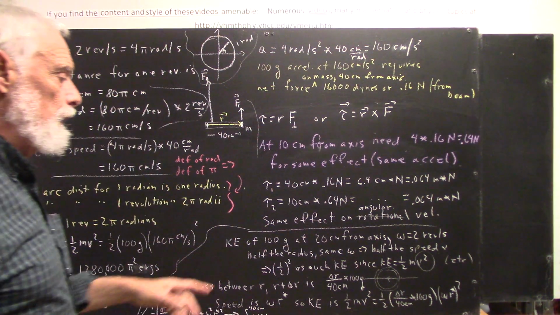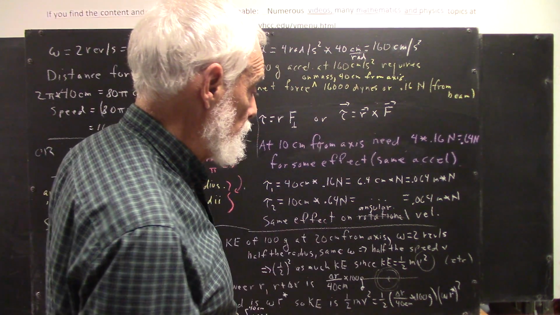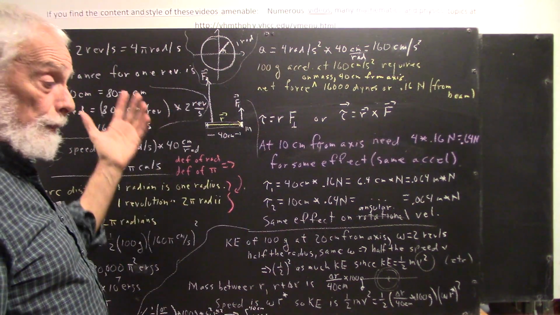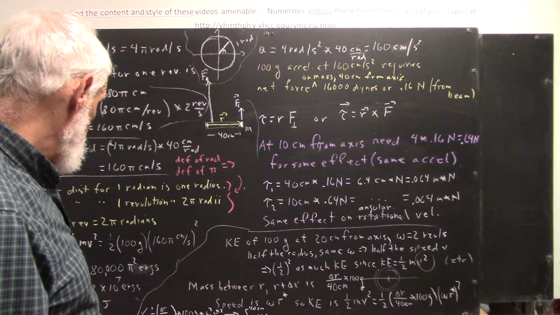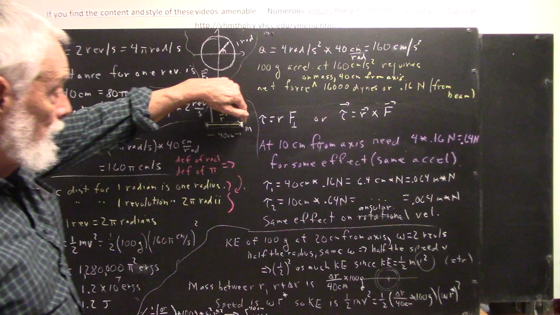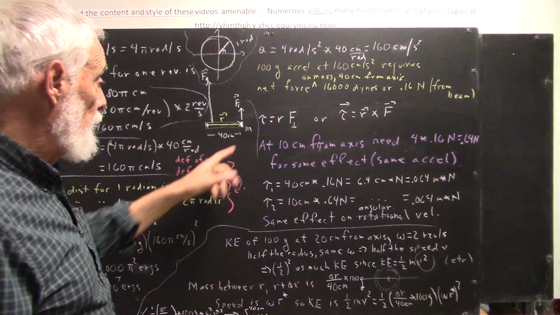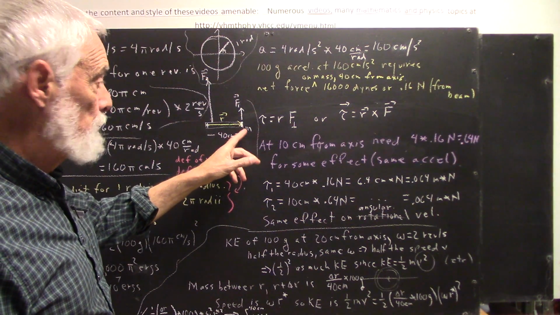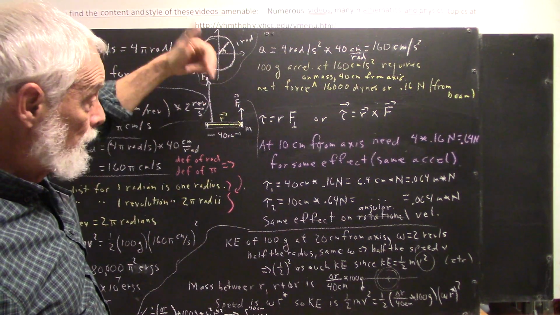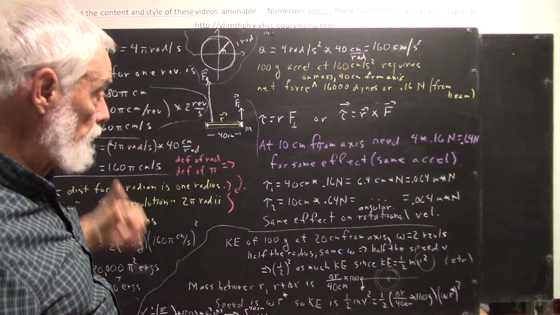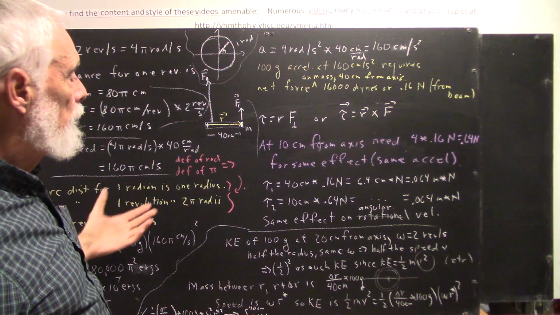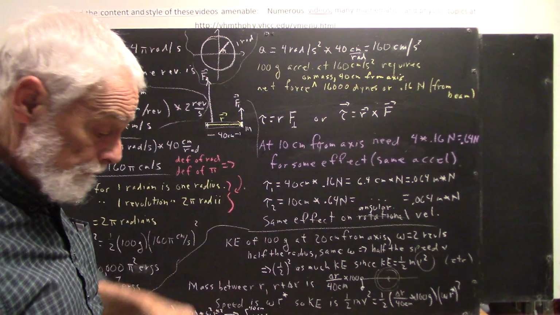Okay, so I asked about the kinetic energy of 100 grams at 20 centimeters from the axis when the angular velocity is 2 revolutions per second. Same angular velocity we used to get the result 1.2 joules for the mass at the 40 centimeter position. Well, now we've either moved this mass to the 20 centimeter position or we've added another 100 gram mass at the 20 centimeter position. How's its kinetic energy going to compare to the kinetic energy of this mass?